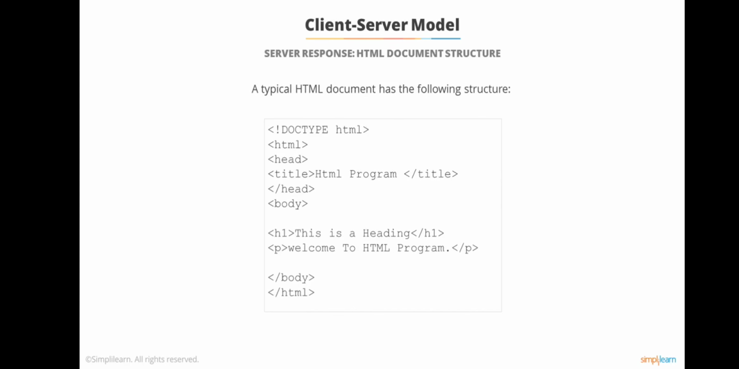A typical HTML document has the following structure. You can see doctype html indicates we are using version 5. You have the html tag, the head tag, and the body tag, which typically contains the title. This is the standard structure of an HTML file, and you expect this as a response to any servlet or JSP code that you have on the server side.